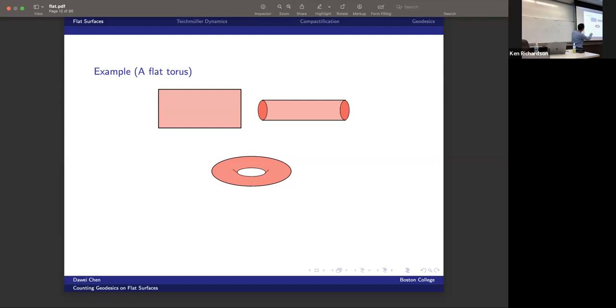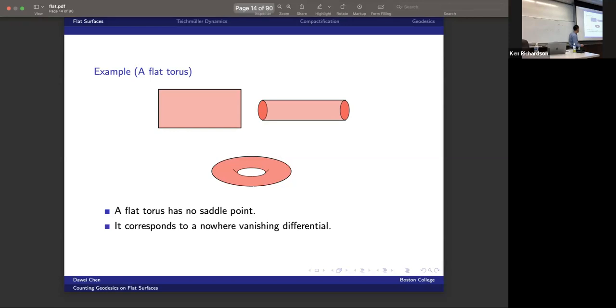If you stand on the surface of the torus, it just looks like a part of the Euclidean plane. You wouldn't recognize the local difference. So indeed, this flat torus has no saddle point. Maybe the vertices look suspicious, but the four vertices, after identifying, you add up the angles, you still get 2 pi. You don't get an extra angle. And as many of you know, on a complex one-dimensional torus, you can have a nowhere vanishing holomorphic one-form. That's exactly consistent with the flat structure everywhere on the torus without saddle point.